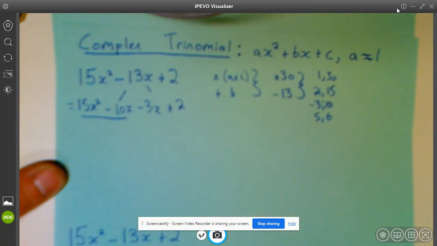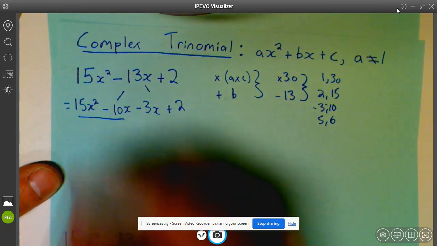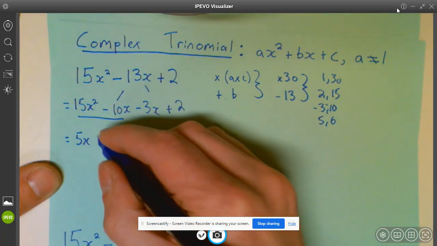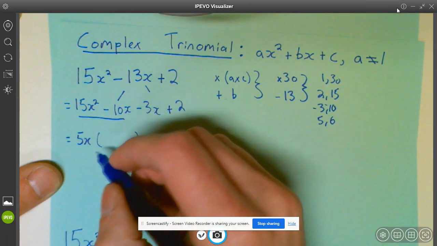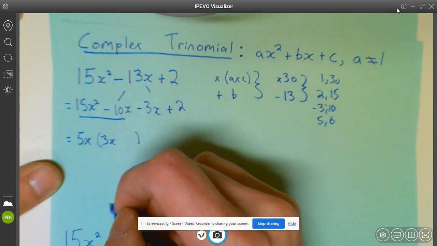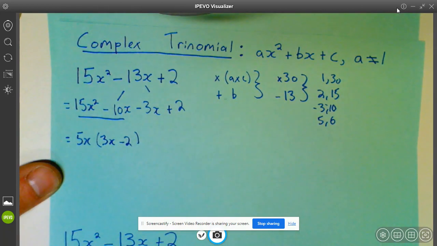I'm going to look at what these share. What's the common factor of the first two? Well, they both share a 5x. I'm going to take that out front. I'm going to divide each of these by 5x. So I'm left with 3x, and then negative 10x divided by positive 5x is just negative 2.